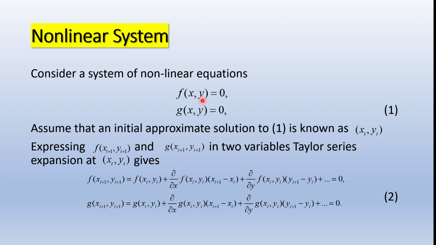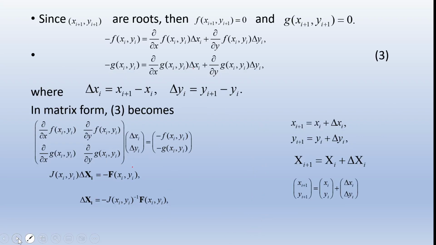You notice that we truncate after the first derivative, so this is a two variable Taylor series expansion up to the first derivative. f is a function of x and y, that's why you can take the partial derivative with respect to x and the partial derivative with respect to y. Same with the second function here. And since (xi+1, yi+1) is the better root, f(xi+1, yi+1) equals 0 and g(xi+1, yi+1) will be equal to 0.